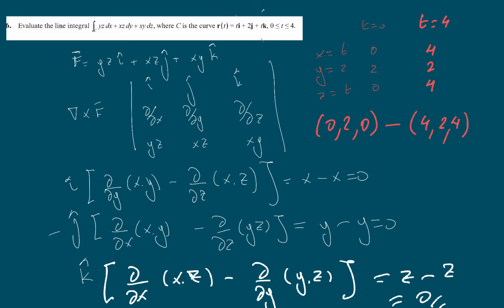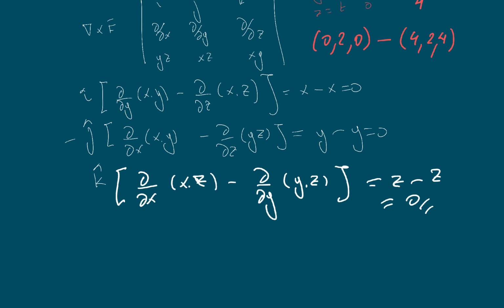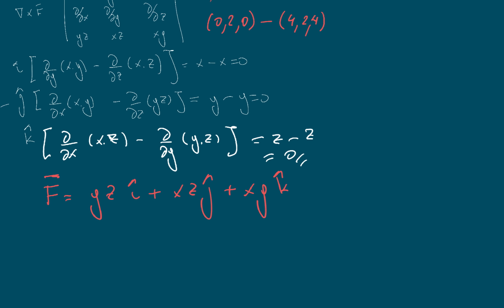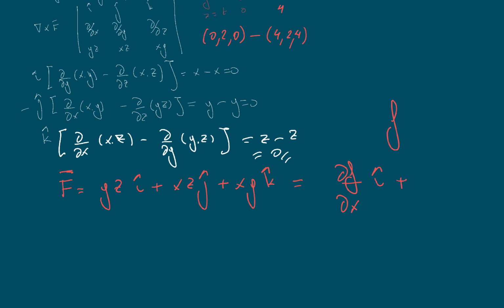So the vector field is this one, let's write it here. The vector field F is equal to yz i plus xz j plus xy k. And we want to find a potential function f whose gradient is the vector field.